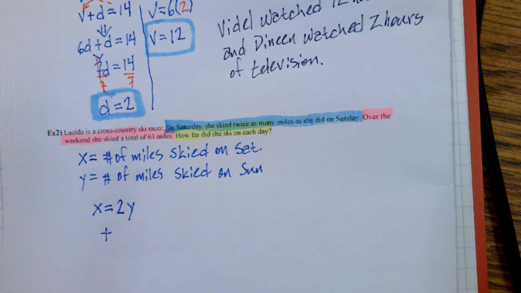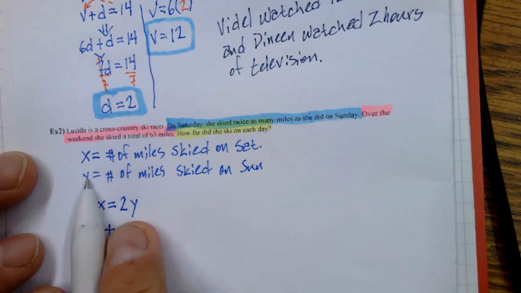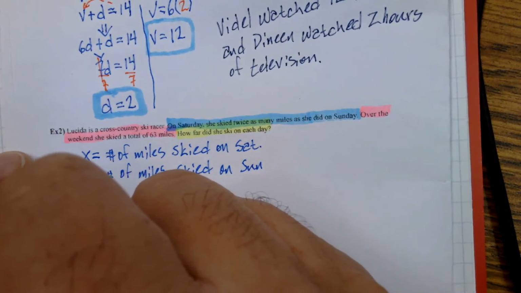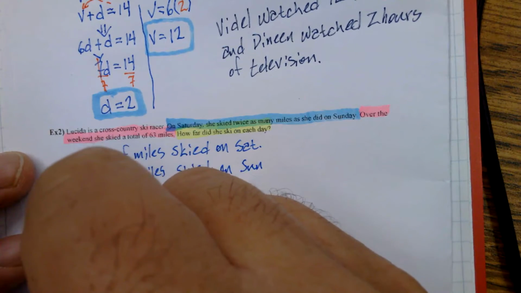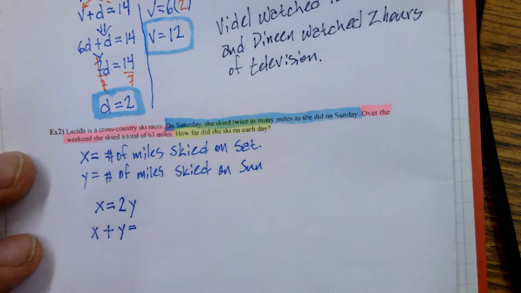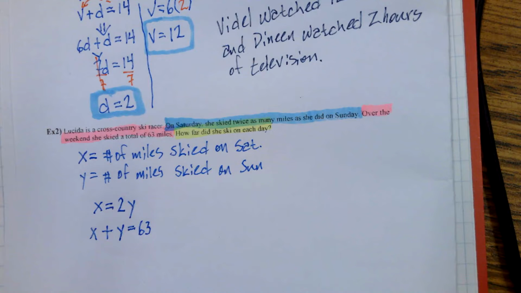So what are we totaling up? Use the variables. We're totaling up Saturday and Sunday. And that has to equal 63. Okay. Isn't it 6.3? No, it's 63 miles. All right.